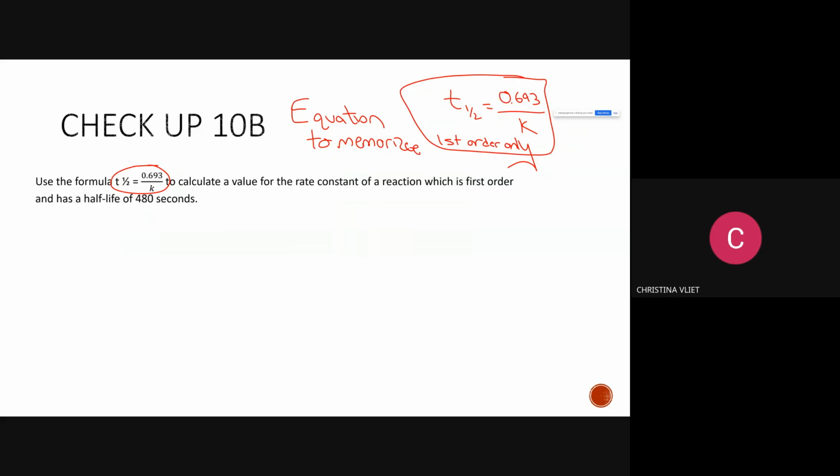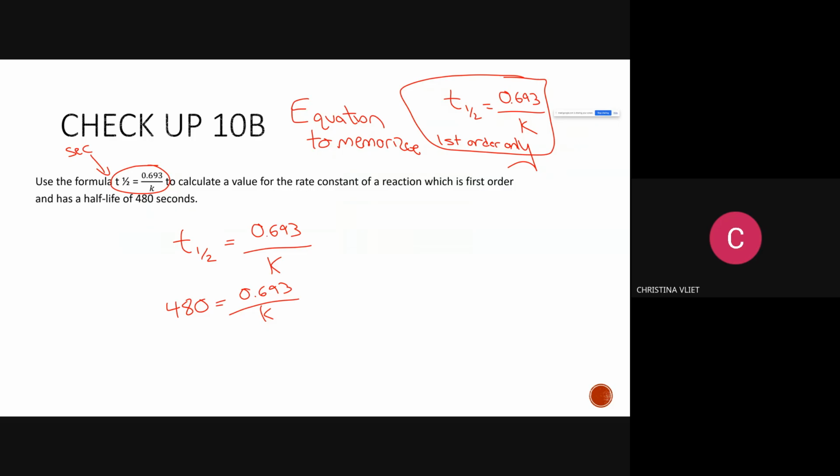To calculate a value for the rate constant of a reaction, its first order has a half-life of 480 seconds. So this right here is going to be seconds. The time you get here is in seconds because K for first order is defined as per second. So the time is in seconds. All you would have to do is use t1/2 equals 0.693 divided by K. What am I plugging in? The time, because I'm looking for K. So it would be 480 equals 0.693 over K.